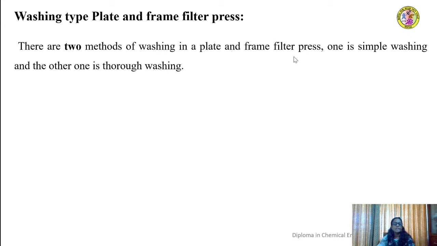Okay, so in a plate and frame filter press, there are two methods of washing. One is called simple washing, the other one is thorough washing. The simple washing is what we have discussed in the previous slide.